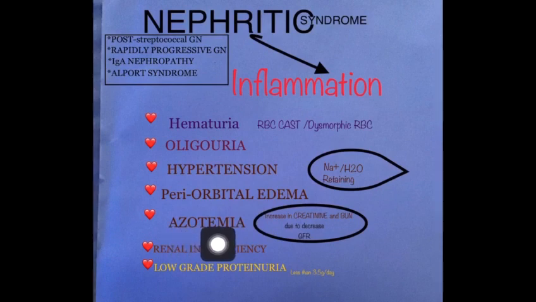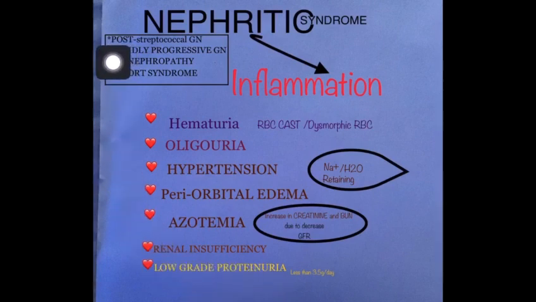And let's talk about azotemia. Still, the cause is inflammation, and due to the inflammation, your kidney is unable to filter properly, and that's why creatinine and BUN in your blood will go high, and increased creatinine and BUN can cause azotemia, right? And this azotemia leads to renal insufficiency or renal failure. And here low-grade proteinuria will be there. You can find protein inside your urine in nephritic syndrome, but it will be less than 3.5 gram per day. That's why we call it low-grade proteinuria.